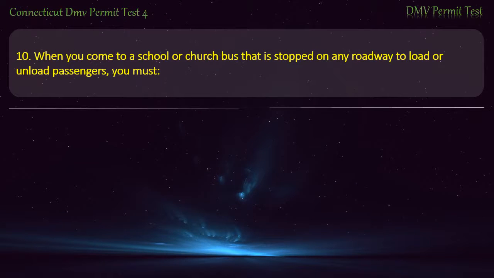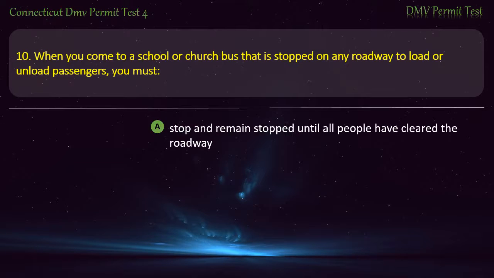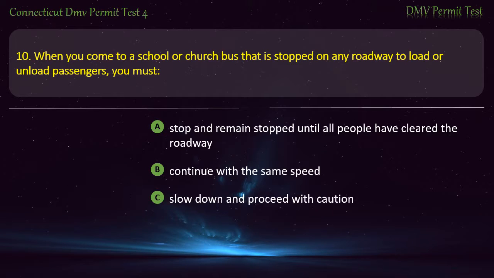Question 10. When you come to a school or church bus that is stopped on any roadway to load or unload passengers, you must: stop and remain stopped until all people have cleared the roadway; continue with the same speed; slow down and proceed with caution; increase your speed and pass the bus quickly. Answer. Stop and remain stopped until all people have cleared the roadway.